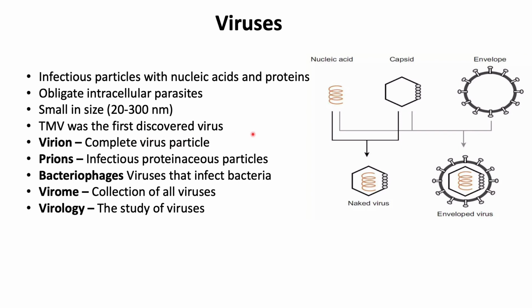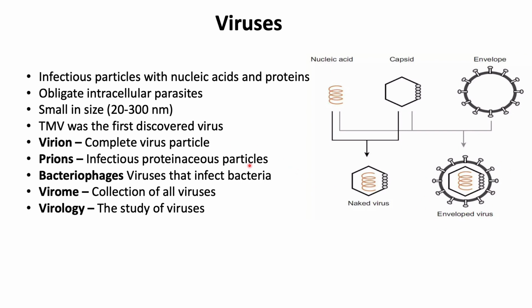Tobacco mosaic virus was the first discovered virus, which is a plant virus. Some of the basic terminologies are shown here. A virion is a complete virus particle. You can see that this is a virus particle. It's made of a nucleic acid and it has a capsid, which is a protein, and both of these together account for the naked virus. This is covered by an envelope which is also composed of proteins. So this whole infectious particle is called a virion.